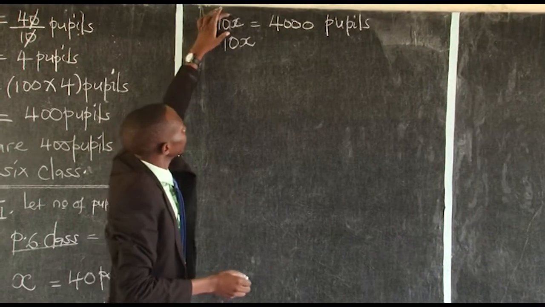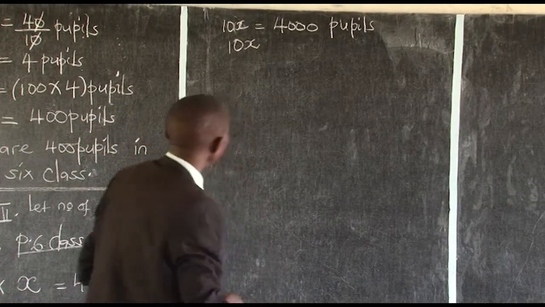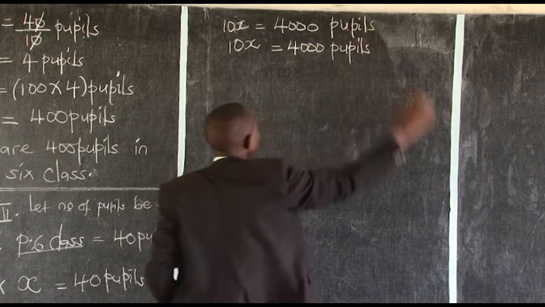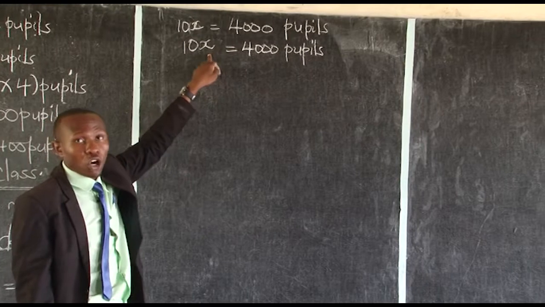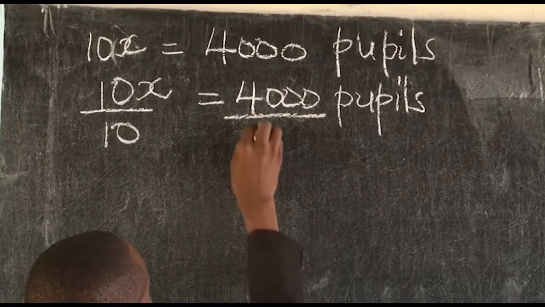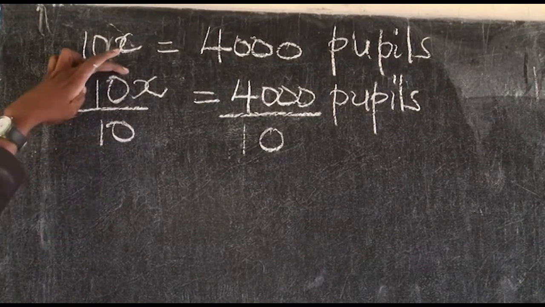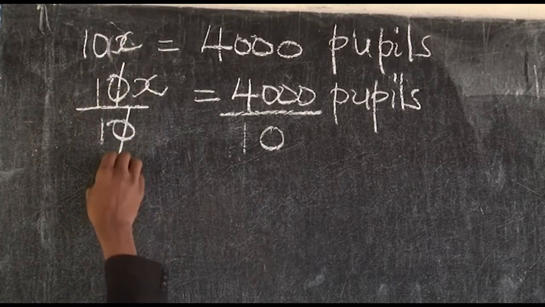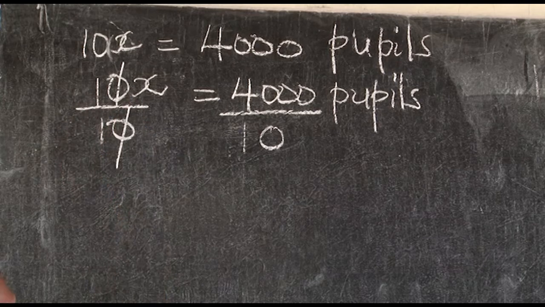Only x, we shall have 10x is equal to 4,000 pupils. We said 10x is equal to 4,000 pupils. We are going to eliminate 10 such that we can remain with only x on one side. We'll say divide by 10, divide by 10. After all this, I'll now cancel out this 10 with this 10. This 0 will go with this 0, or I can take just 10 with 10. What are we remaining with here? 1 times x is the same as saying x.